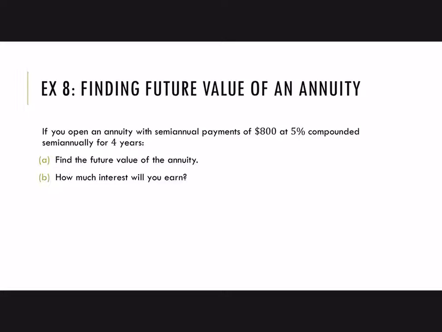All right, so let's try this out. Here's an example. You open an annuity with semi-annual payments of $800 at 5% compounded semi-annually for 4 years. So notice the payment period matches the compounding period. Okay, find the future value of the annuity and then find how much interest you earned on the annuity.